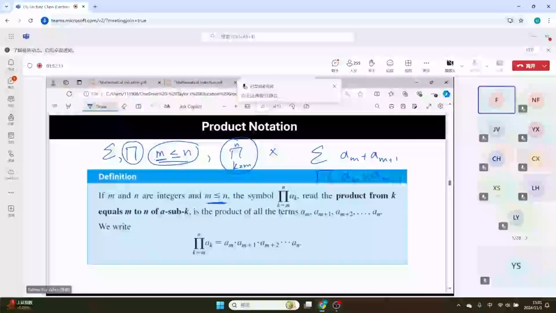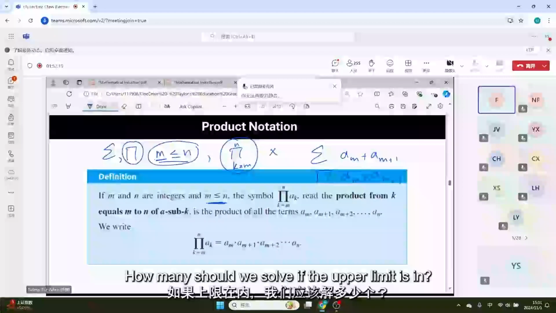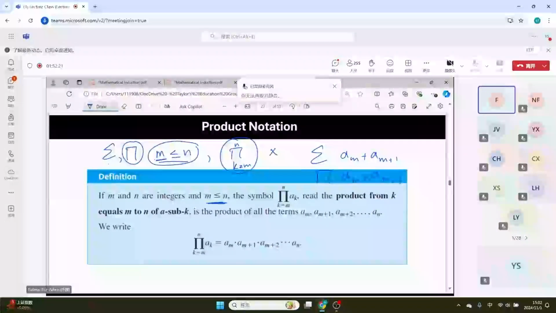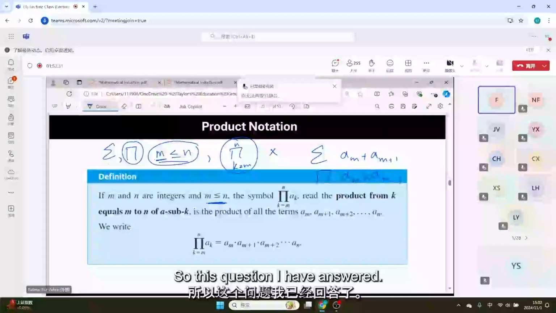Okay, let me answer the questions. There are 2 questions. How many terms should we write if the upper limit is n? For that you can provide 3 to 4 in the best scenario, or 4 to 5 first few terms, and then just write ellipses and then give the final term. So this question I have answered.